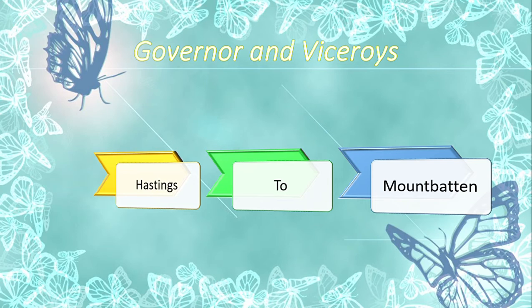So, the governors and viceroys who ruled over India during the British period were Warren Hastings, Wellesley, Bentinck, Dalhousie, Canning, Lawrence, Lytton, Ripon, Curzon, Hardinge, ending with Lord Mountbatten.